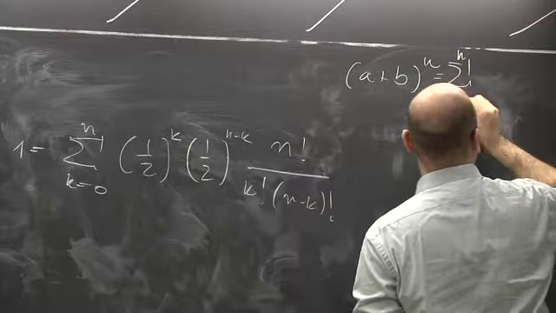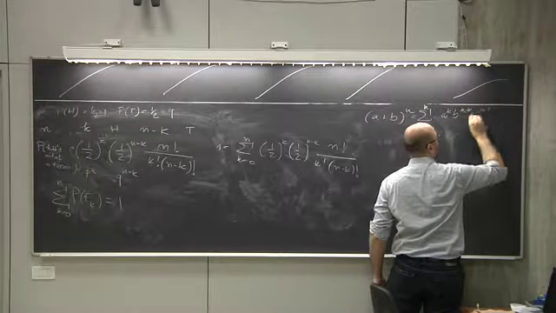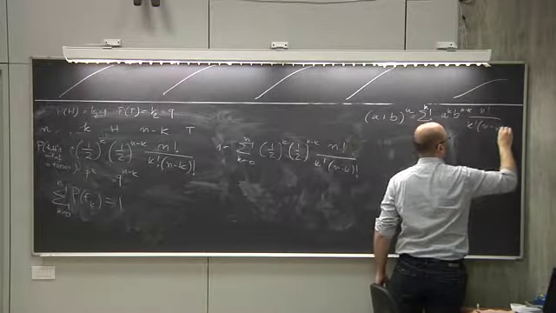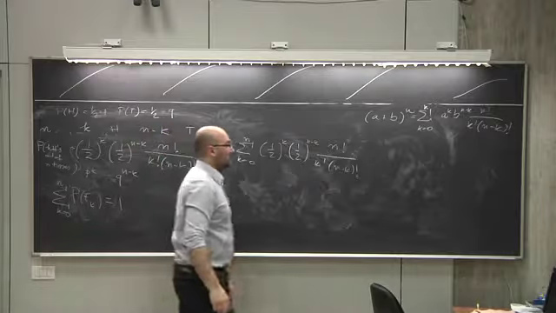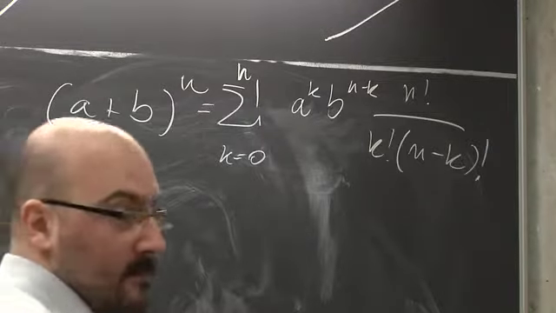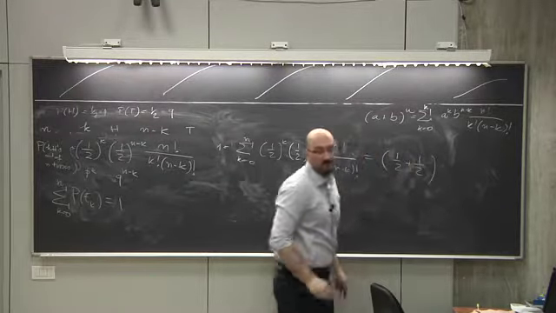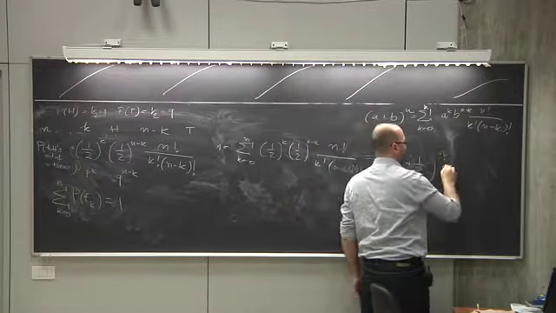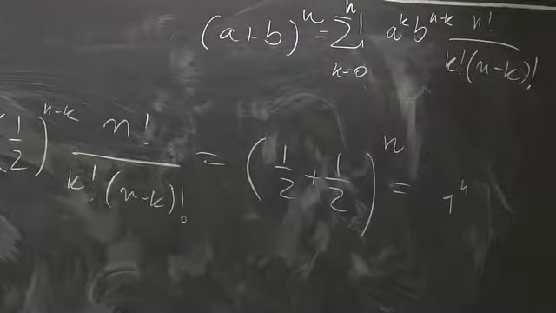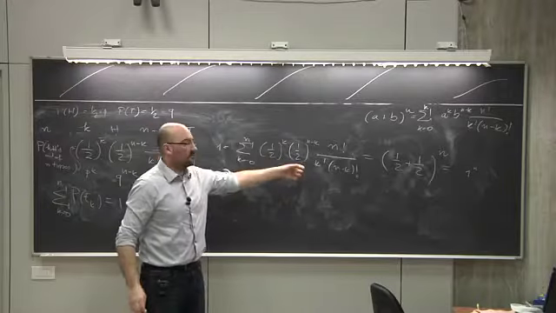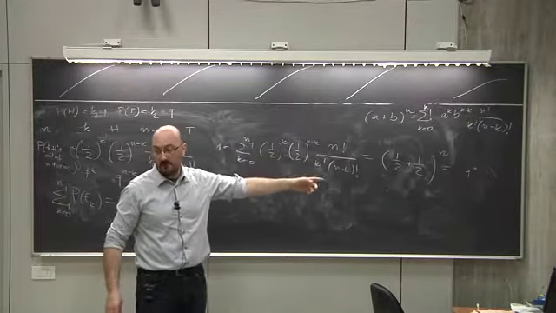So this becomes the sum for k from 0 to n of a to the k, b to the n minus k, times n factorial divided by k factorial times n minus k factorial. So this is equal to 1/2 plus 1/2 to which power? To n. So this is 1 to the n, which is 1. And as you see, this does not depend on the fact that we chose 1/2 and 1/2. We could have chosen p and q as long as p plus q sums to 1.